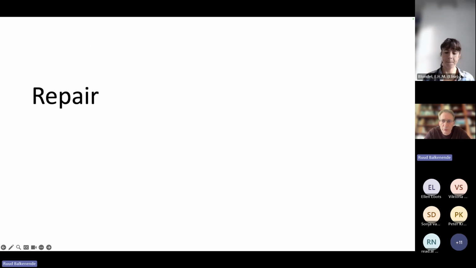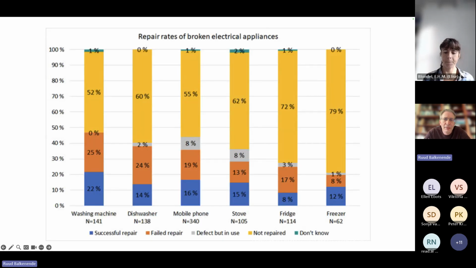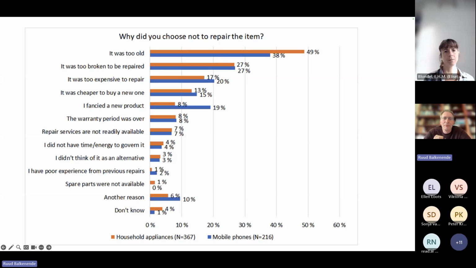So the first topic I want to discuss is repair. And this slide shows what we are up against. In most cases, repair of a broken product is not even considered. And if repair is carried out, the odds that it is successful are smaller than the odds that repair fails. And this is related to the ease of repair, which is not exclusively the domain of design, but where design has a very large influence. And as I said, often repair is not even considered.